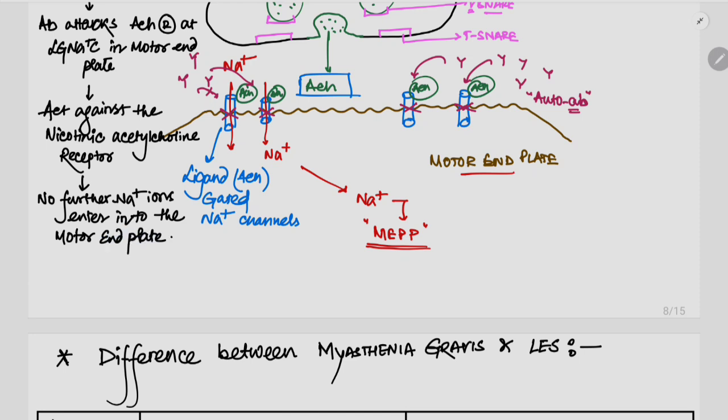No further sodium ions enter into the motor end plate, right, due to closure of the ligand gated sodium channels, because in the ligand gated sodium channels there are acetylcholine receptors. Those acetylcholine receptors are attacked by autoimmune antibodies, due to which ligand gated sodium channels are closed and no further sodium ions enter into the motor end plate. There is a very small amount of ligand gated sodium channels which are not attacked by those antibodies and which carry sodium into the motor end plate, but they cannot conduct enough transmission of the sodium ion into the motor end plate.